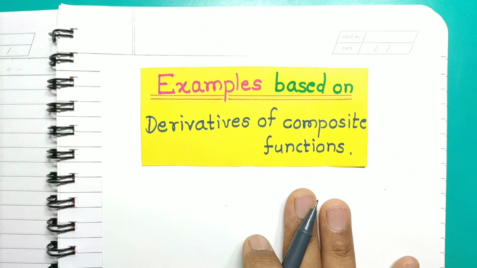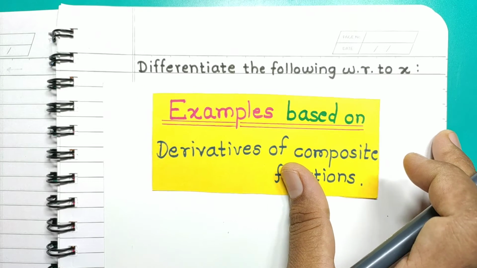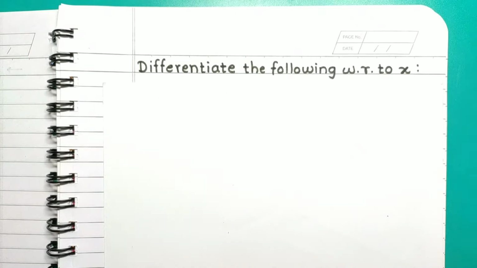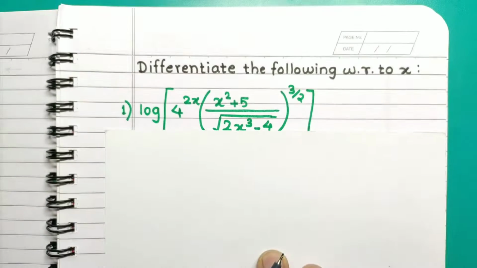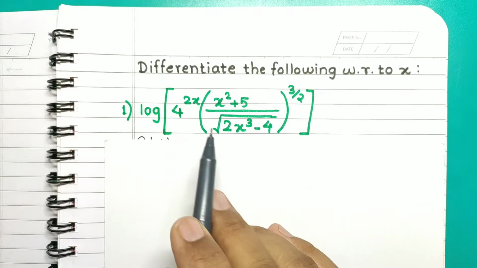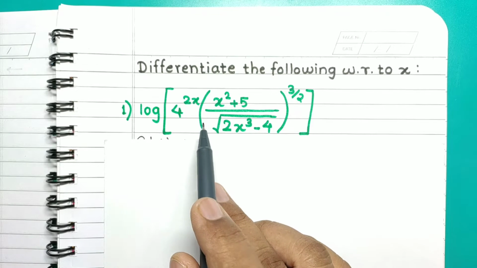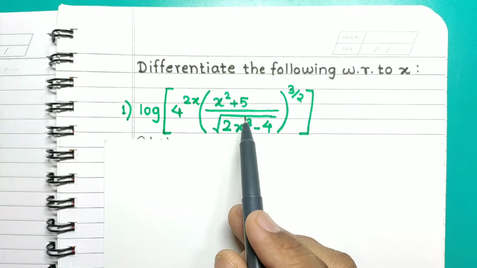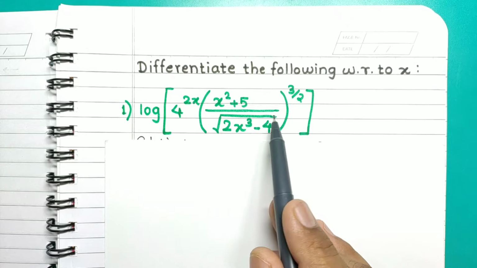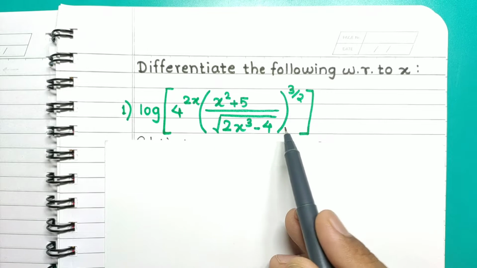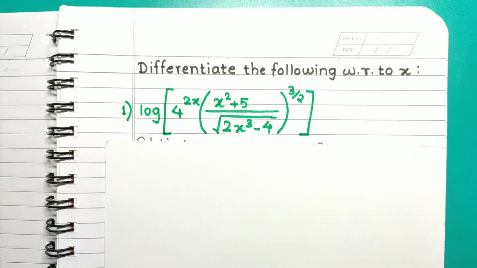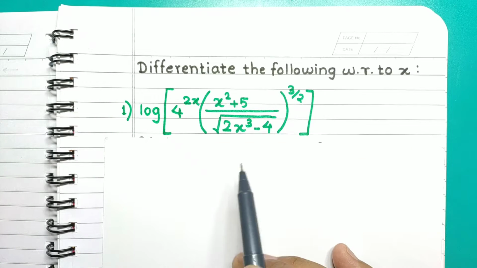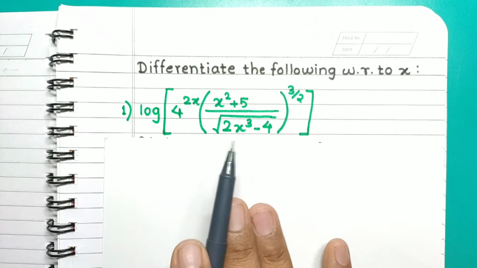For this question, see: differentiate the following with respect to x. We are given the first function as log of 4 raised to 2x into bracket x square plus 5 upon root of 2x cube minus 4, whole bracket raised to 3 by 2. Here we have to find the derivative of this function.